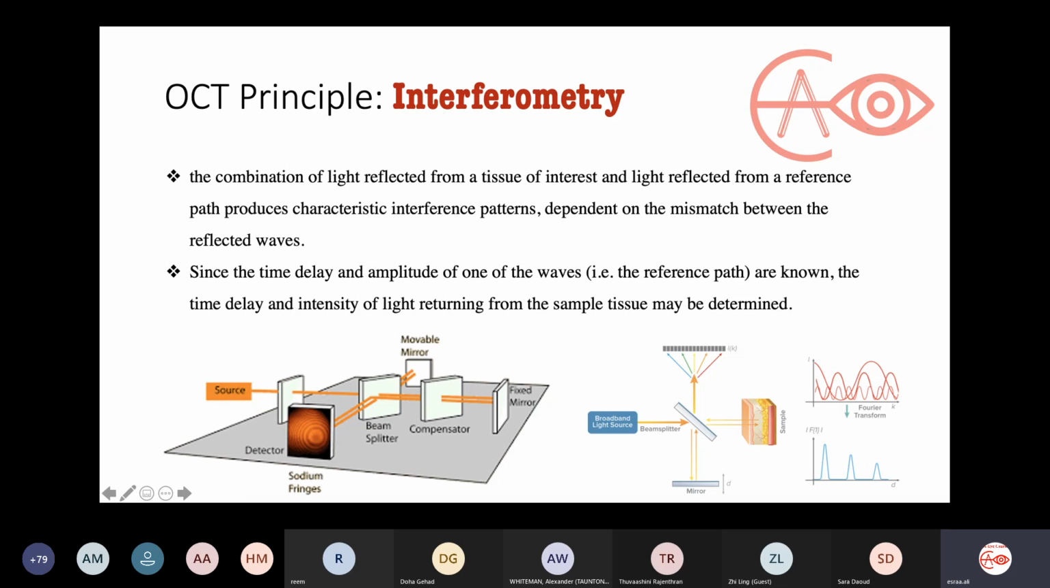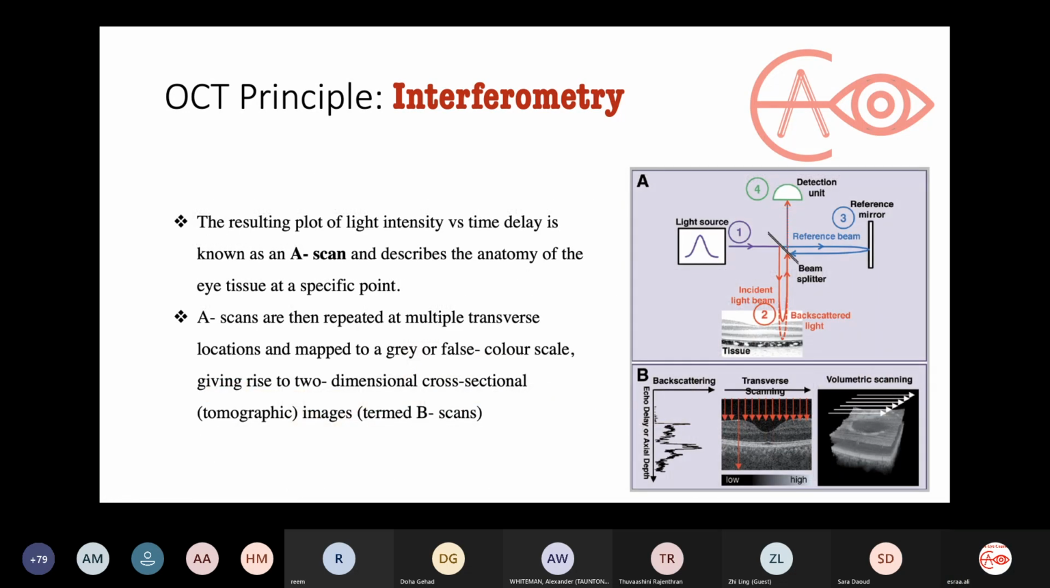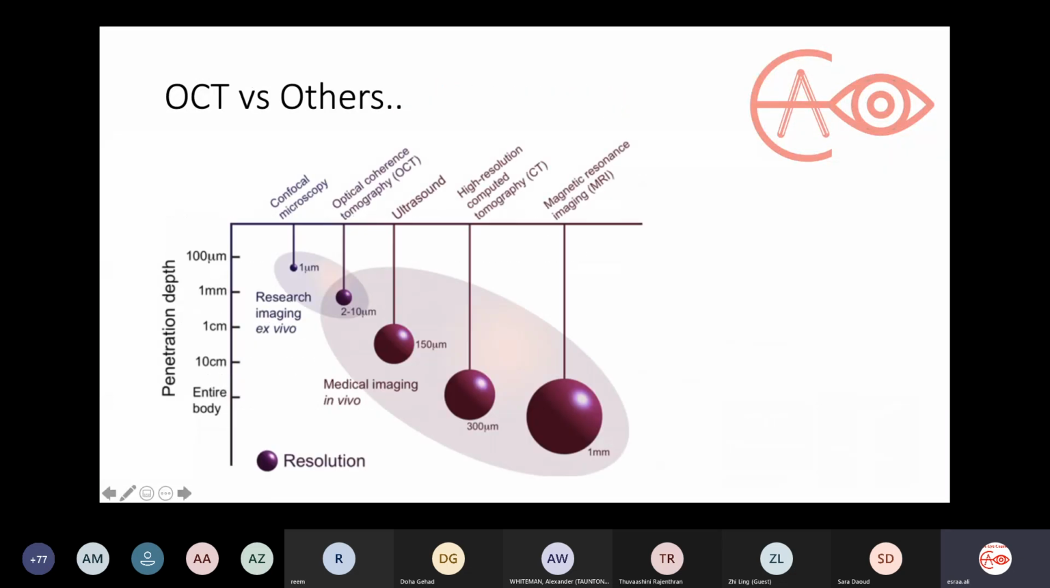get the OCT image. So the combination of light reflected from a tissue of interest and light reflected from a reference path or the mirror will produce a characteristic interference pattern, and that will let you know, is this tissue hyperreflective, is it hyporeflective, and so on. So the resulting plot of this is having exactly an A scan. And then we're going to have many A scans very fast, as I told you, and that's when you get the B scan or the OCT image that you're used to seeing.